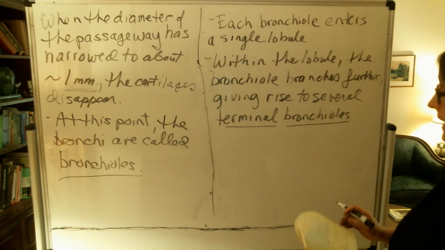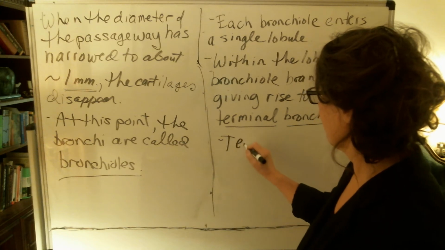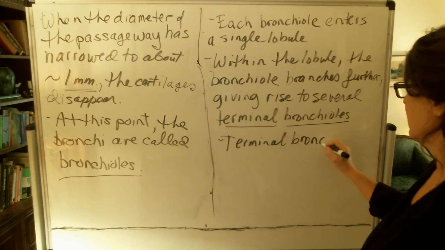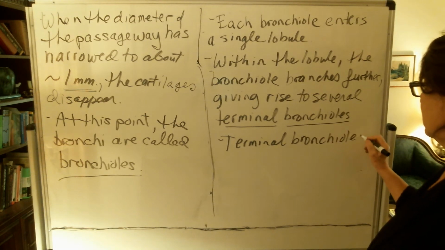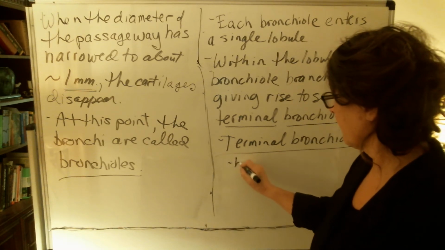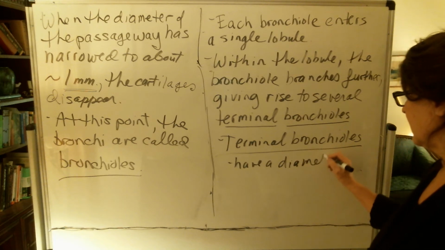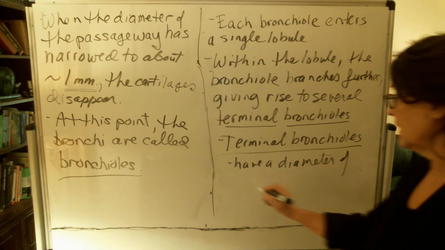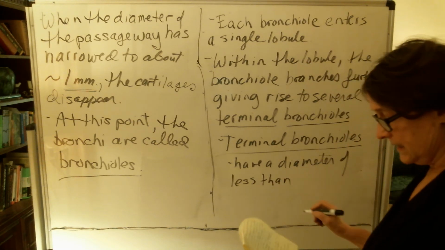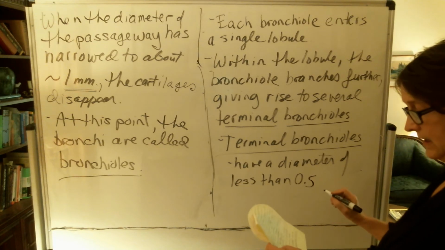So we now have terminal bronchioles, and terminal bronchioles then have a diameter of less than half a millimeter.